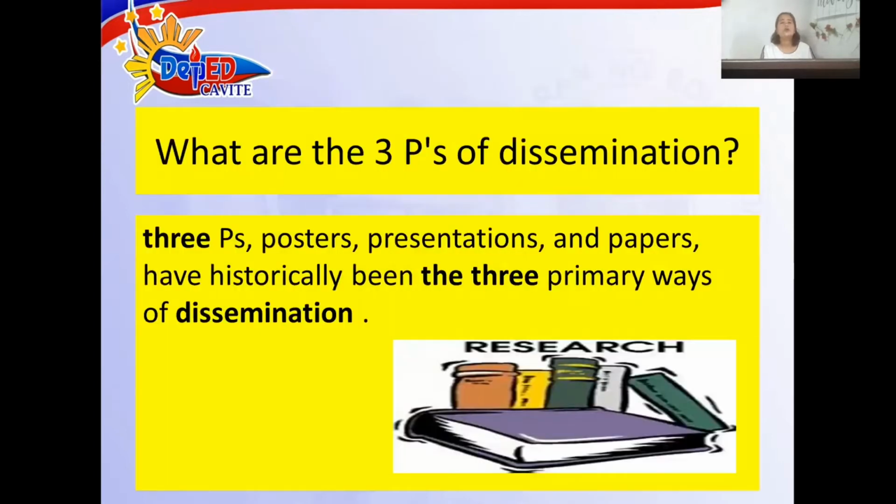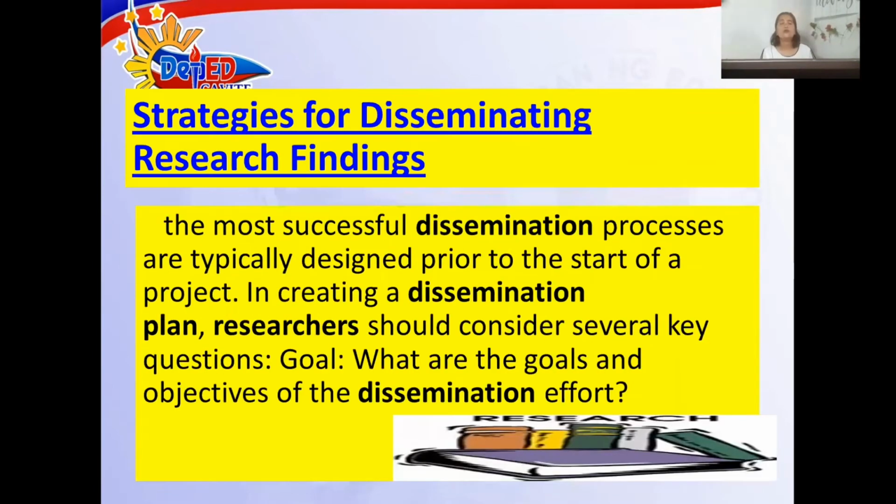So, we also have the 3 P's of dissemination. The first one is poster, the second one is presentations, and the third one is paper. They have historically been the 3 primary ways of dissemination. So we also have strategies for disseminating research findings. And the most successful dissemination processes are typically designed prior to the start of the project.